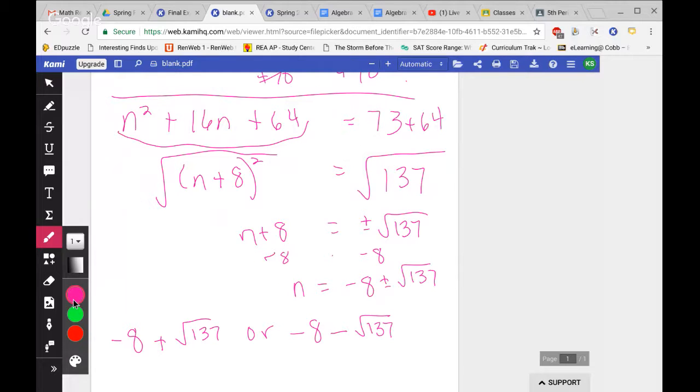But for these purposes, no, I don't want anybody to get decimals or anything like that. I do want you to simplify the radical if it can be simplified.